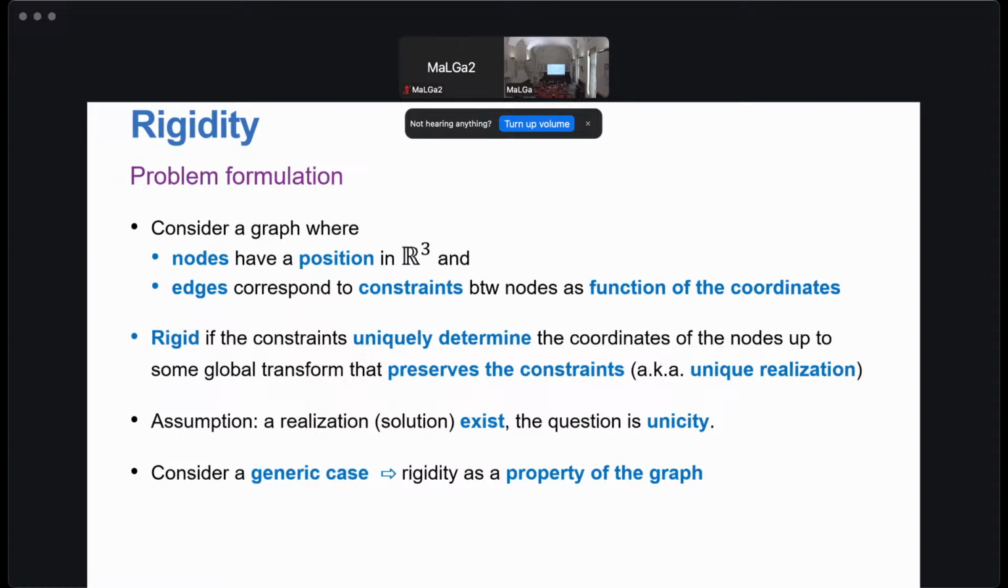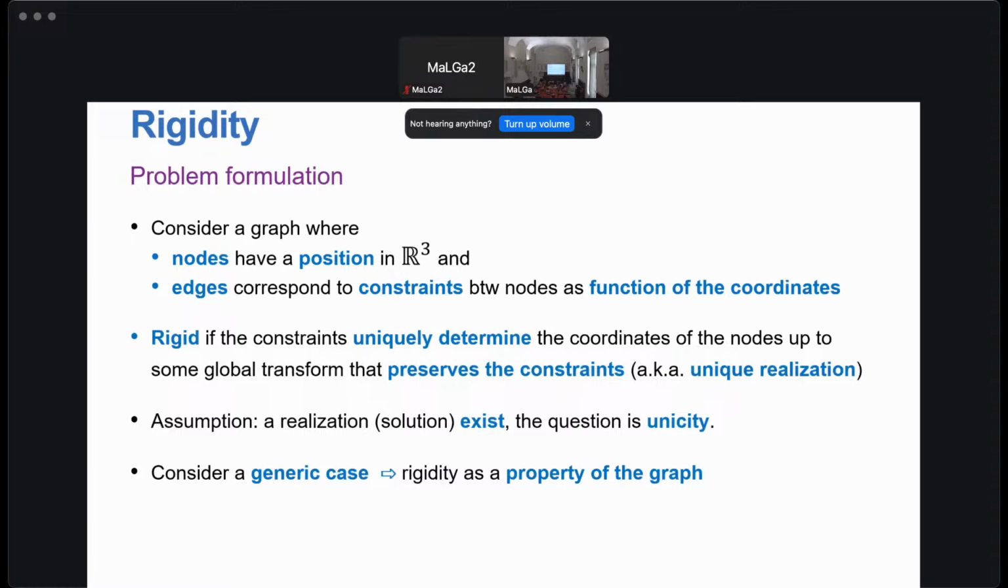The general formulation is a graph where nodes have a position in space and edges correspond to constraints, different kinds of constraints between nodes, and these constraints are expressed as functions of the coordinates. The graph is said to be rigid if the constraints uniquely determine the coordinates of the nodes, always up to some global transformation that preserves the constraints. It's also called a unique realization problem.